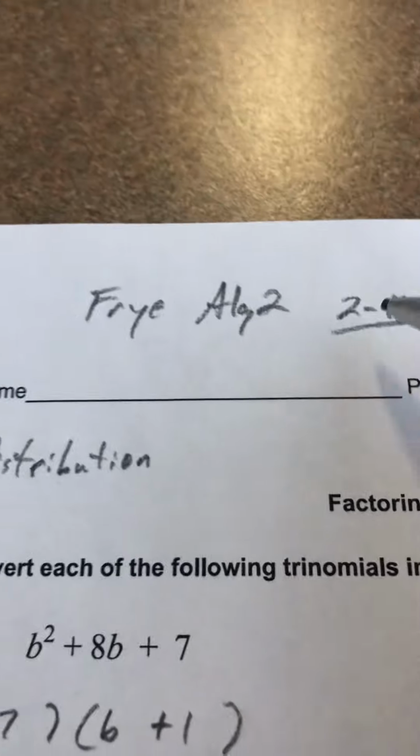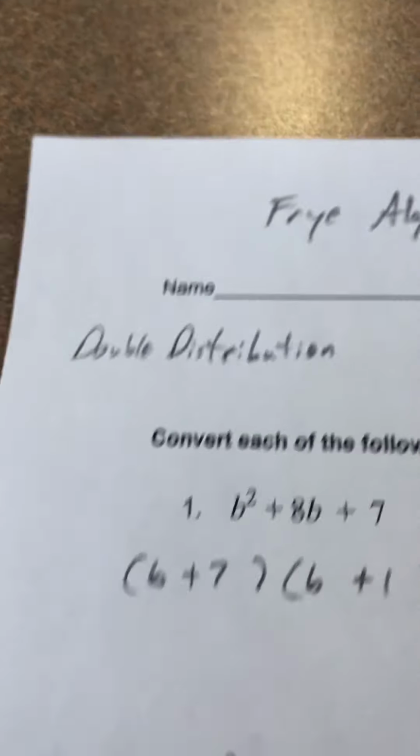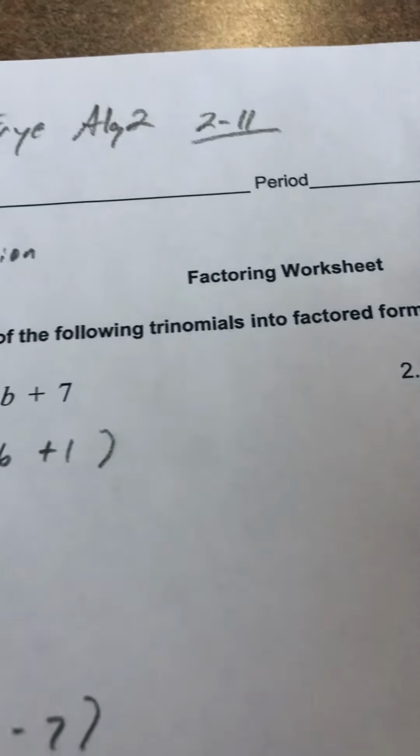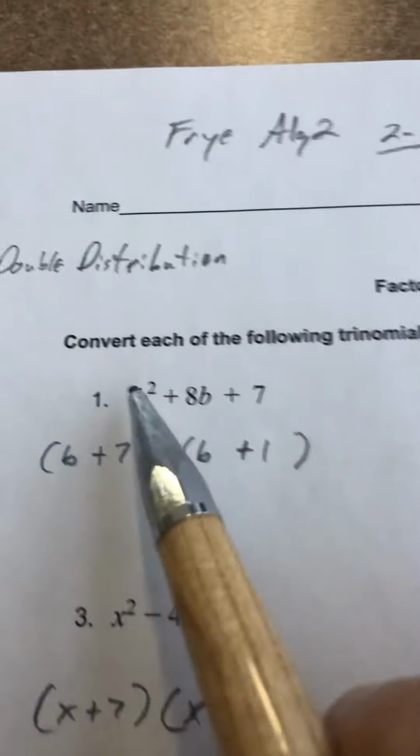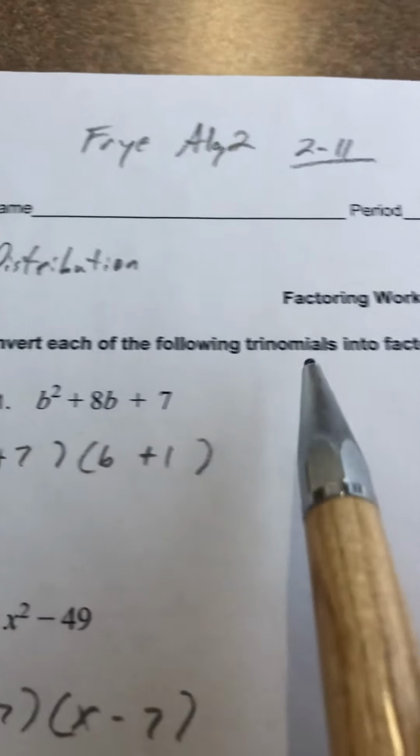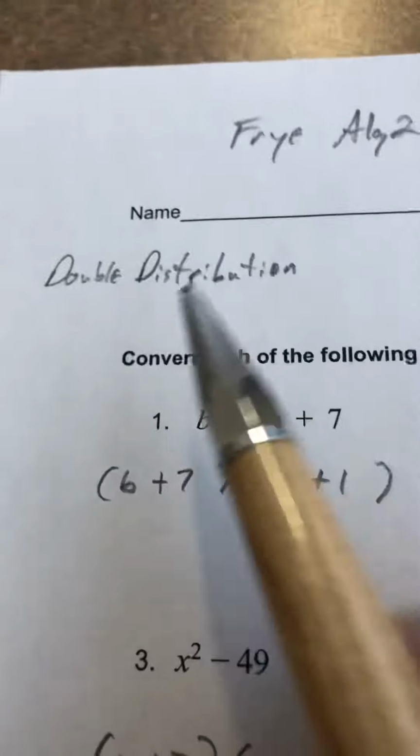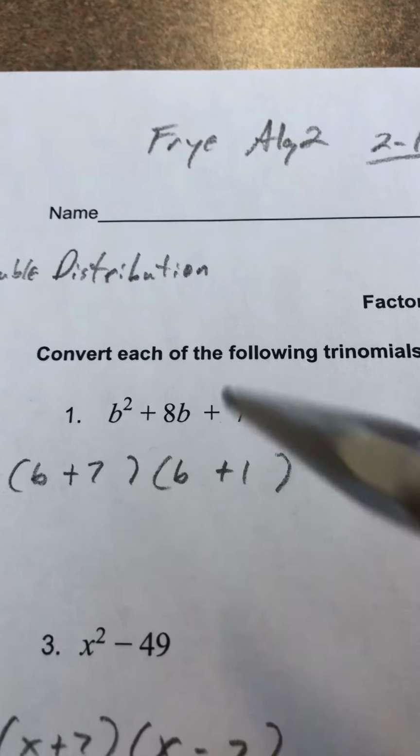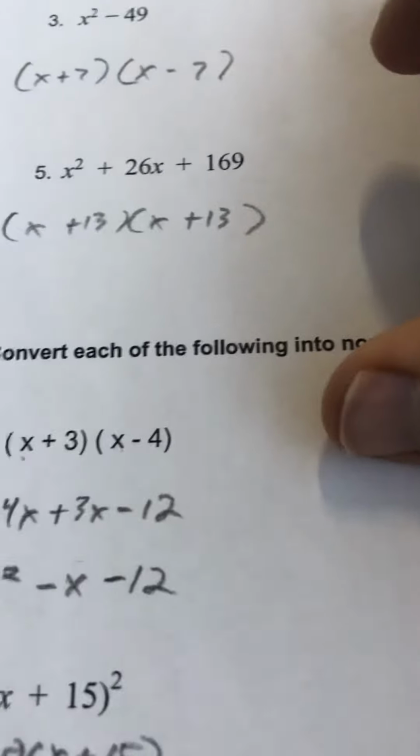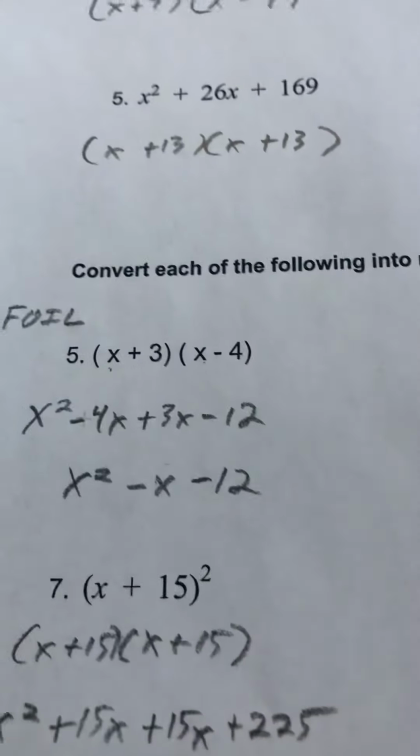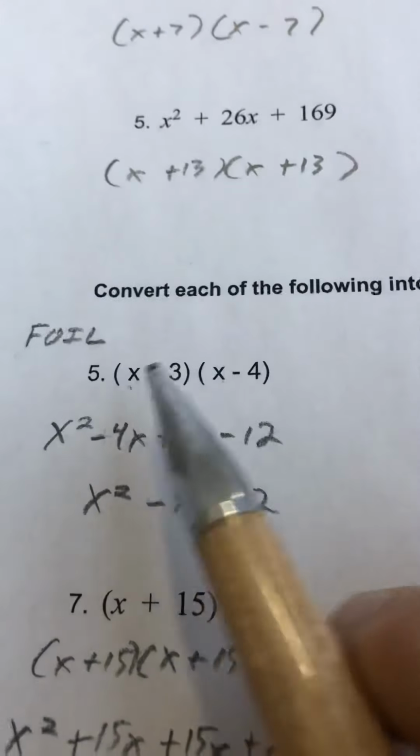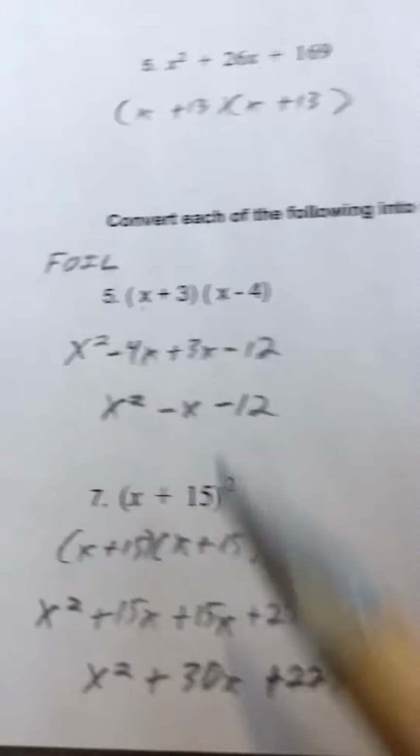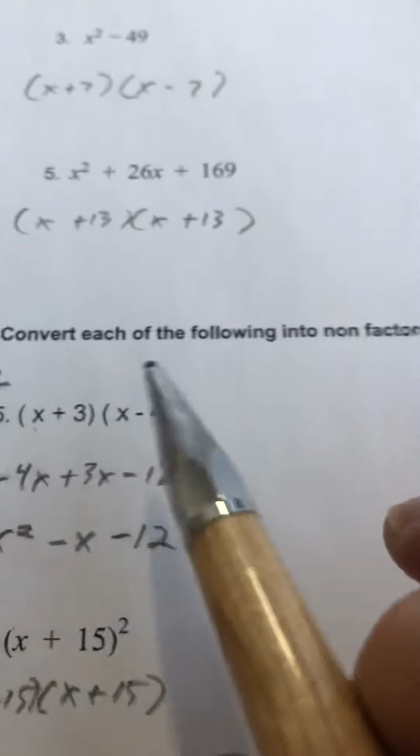This is February 11th, and taking a look at this factoring worksheet that you guys have for homework. We have to convert each of the following trinomials into factored form. We're using double distribution. I'm going to actually do the bottom first, because I just think of this backwards, and I'd rather talk about these first, number 5 and number 7. So convert each of the following into non-factored form.